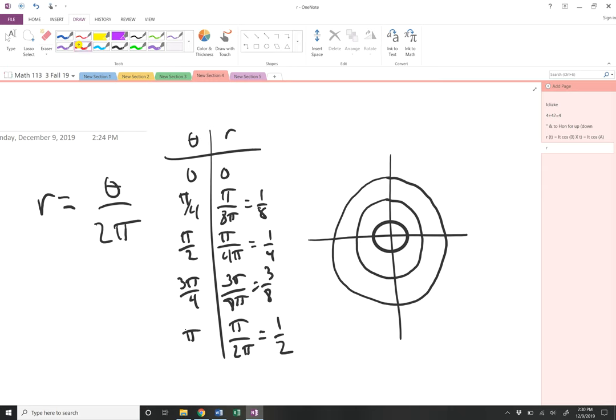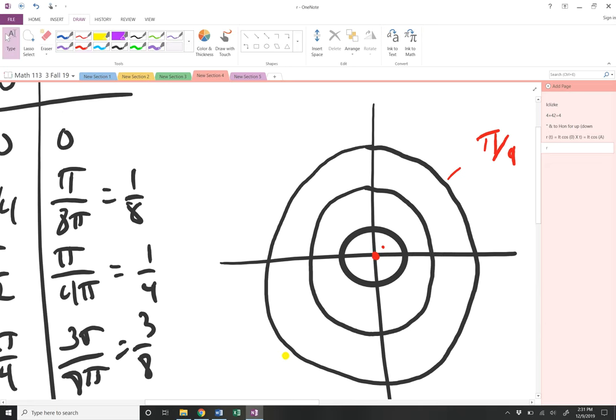So I started making the list of points with my theta and r, so I could start plotting those. When I'm looking, this is theta equals 0 over here. So when I'm facing that direction, I have a radius of 0. When I'm facing in pi fourths, I'm out how far? An eighth. Let's zoom in here.